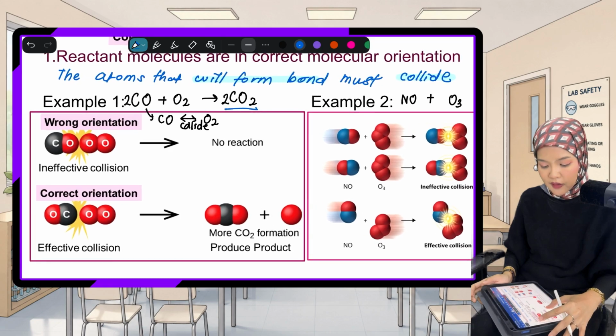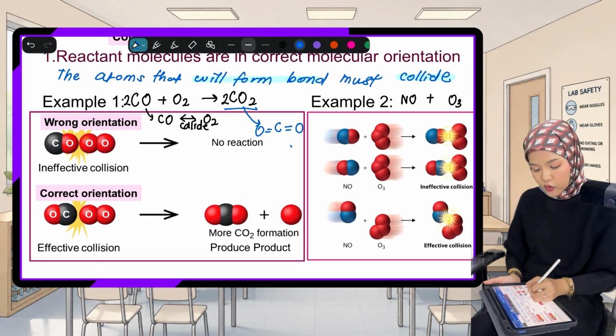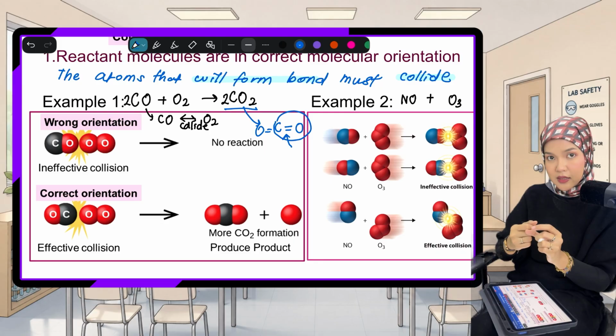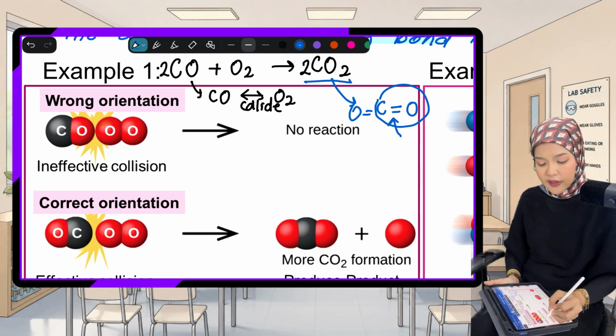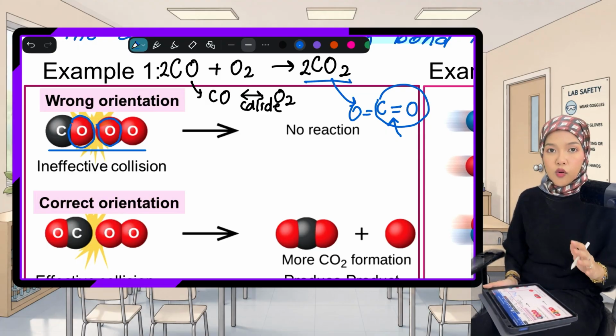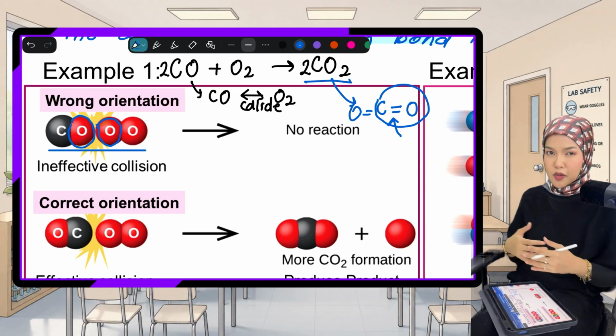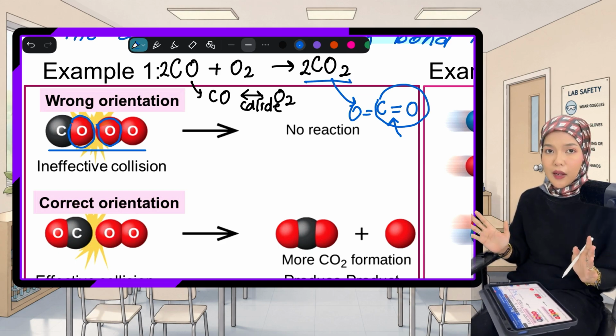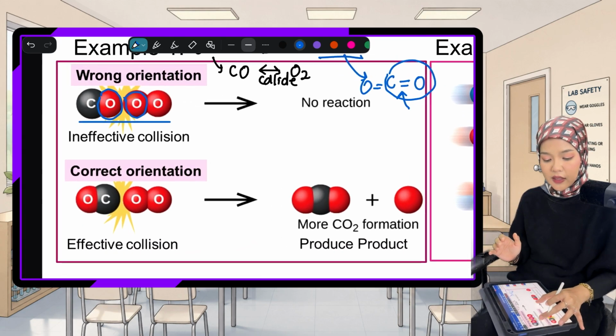For example, here you have CO2. You want to form this new bond, meaning to say the carbon must collide with the oxygen. Therefore, in this case, this is considered the wrong orientation because the collision is between the oxygen from the carbon monoxide and the oxygen from the O2. So nothing will happen. Even though they collide, no matter how hard they collide, nothing will happen. So this is an ineffective collision.